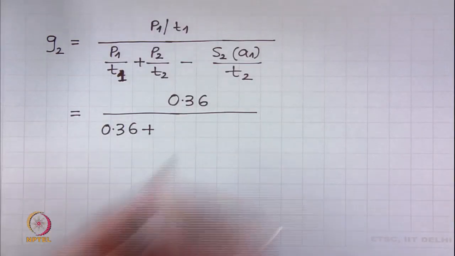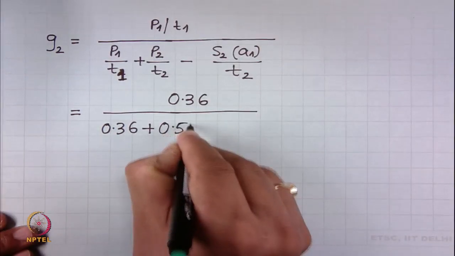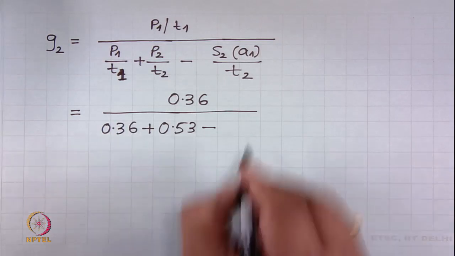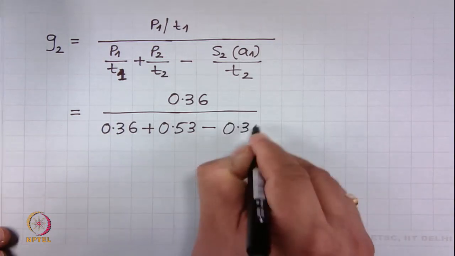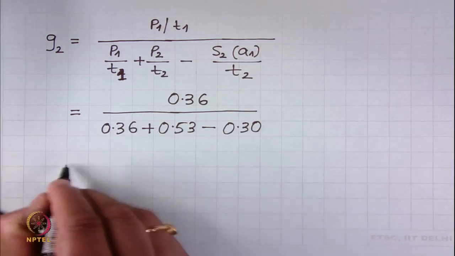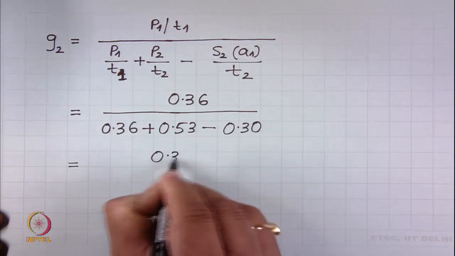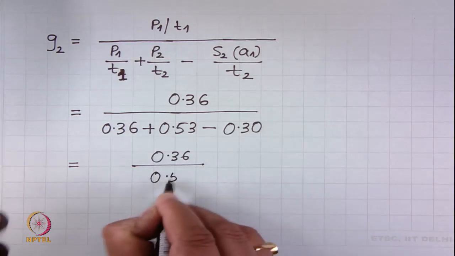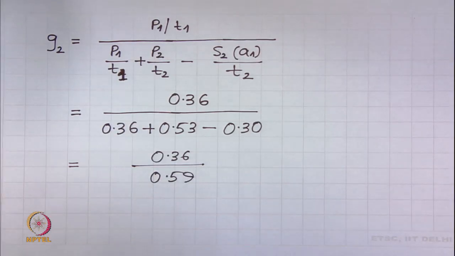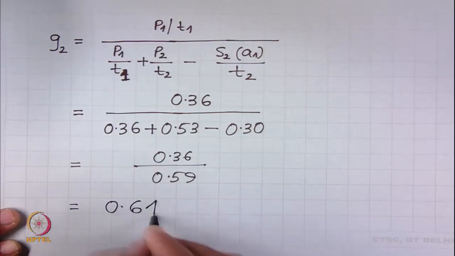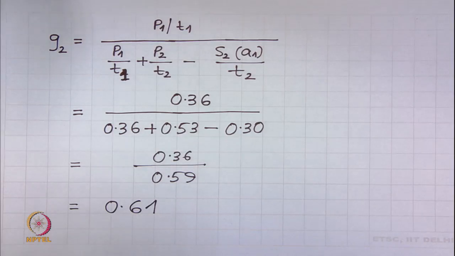P2 by T2 is given as 0.53 minus S2A1 by T2, which is given as 0.30, right. So what will be this value? 0.36 divided by 0.59. So this will be equal to 0.61.